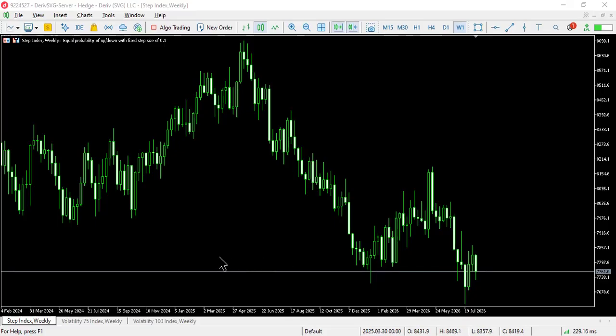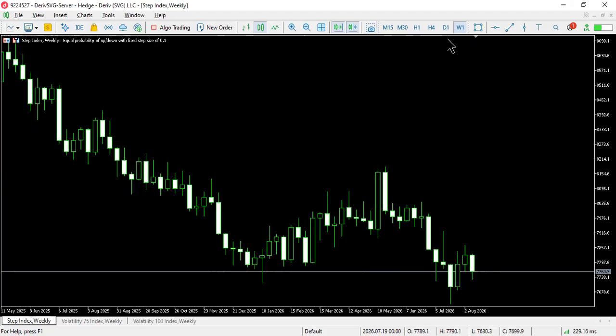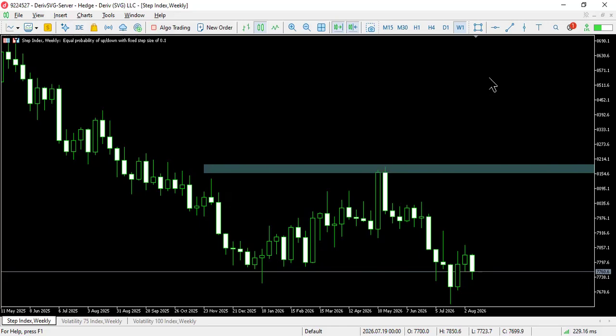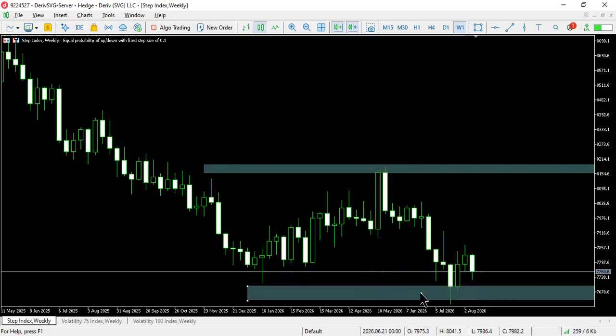So we are beginning with Step Index for this episode, and as always, we begin from the weekly time frame by marking our key levels. We have a supply up there, and then down here we have a demand. So our bias is going to be bearish until I see that price is ready to break through this demand zone.